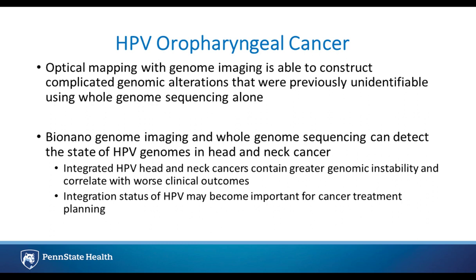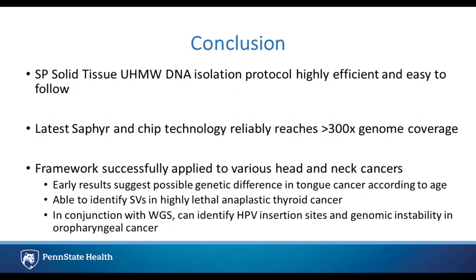So by combining optical mapping with genome imaging from Bionano with whole genome sequencing, we can detect the state of these HPV genomes in head and neck cancer. And we've noticed that the integrated forms have greater genomic instability and worse clinical outcomes. So perhaps the integration status of HPV can become more important for cancer treatment planning going forward. Genome imaging is able to construct these complicated genomic alterations that were previously unidentifiable using whole genome sequencing alone. So we've had a lot of success studying these by combining both platforms.